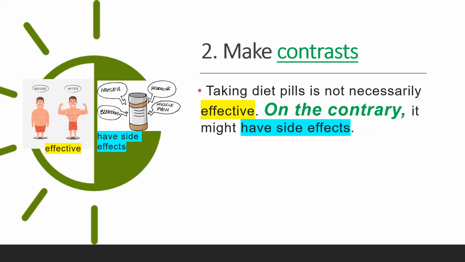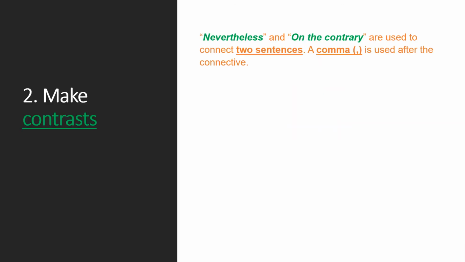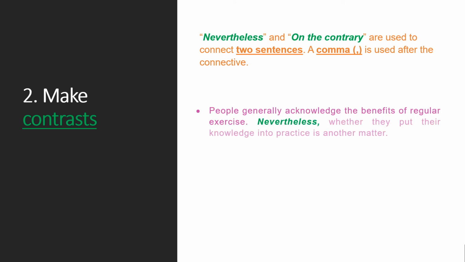Taking diet pills is not necessarily effective. On the contrary, it might have side effects. The connective on the contrary is used here between the two sentences. The connective starts the second sentence and it's followed by a comma. So a gentle reminder again, nevertheless and on the contrary are used to connect two sentences. A comma is used after the connective.